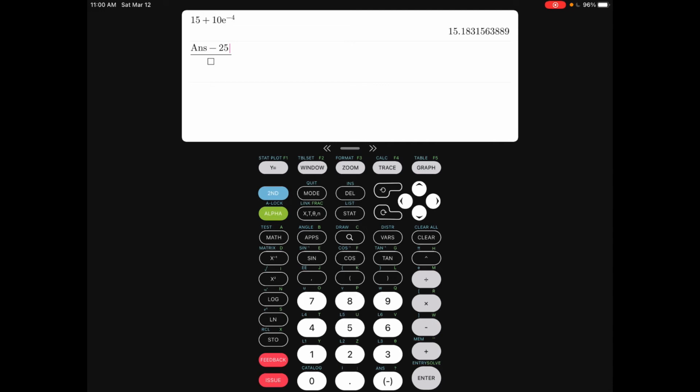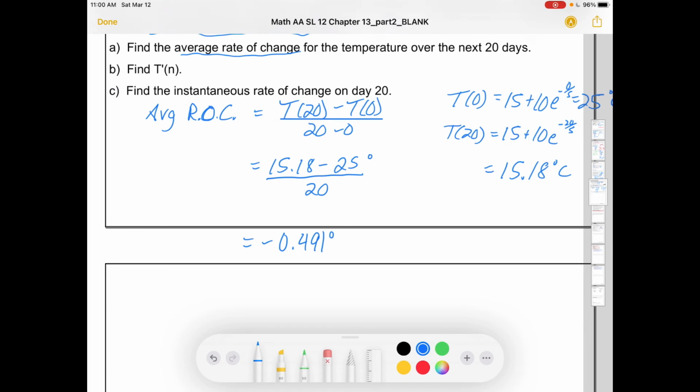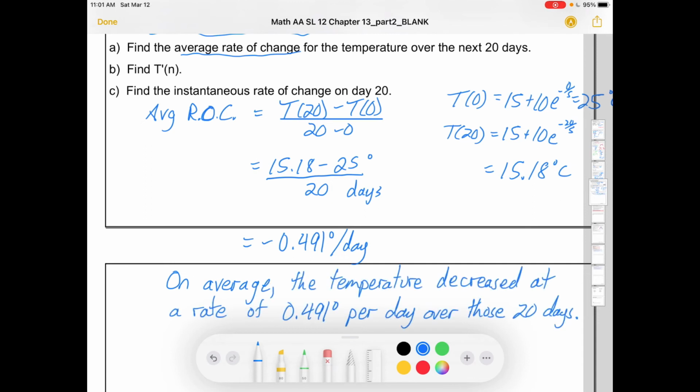And I'll just say that minus 25 over 20. That way I keep all the decimal places. I get negative 0.491. Seems reasonable. And the units here are in degrees over days. So degrees per day. Let's give that some meaning. On average, the temperature decreased at a rate of 0.491 degrees Celsius per day over those 20 days.